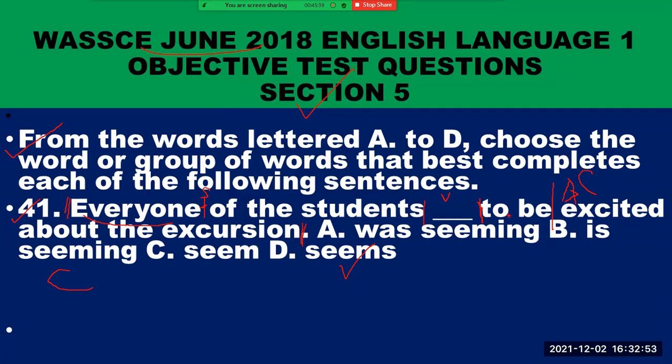Whenever you have a linking verb, what comes after the linking verb, which describes or refers to the subject, is likely to be the complement. But here, you cannot say everyone seemed, or everyone was seeming or is seeming. No, the word seem is not used in progressive tense, all right?